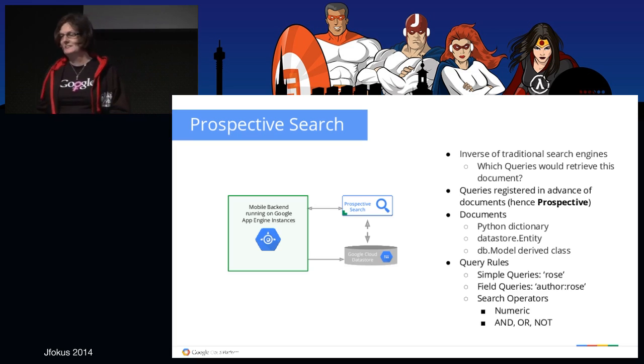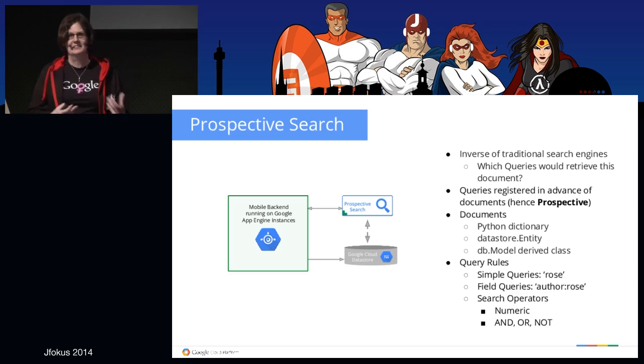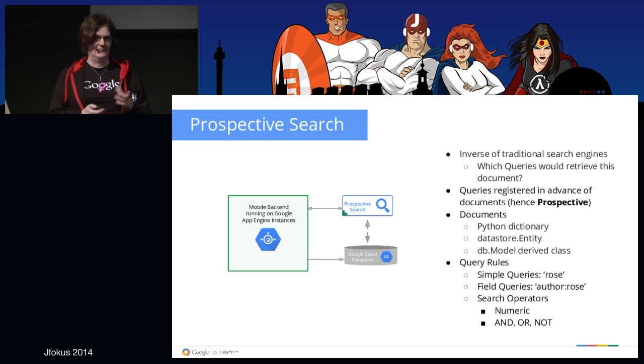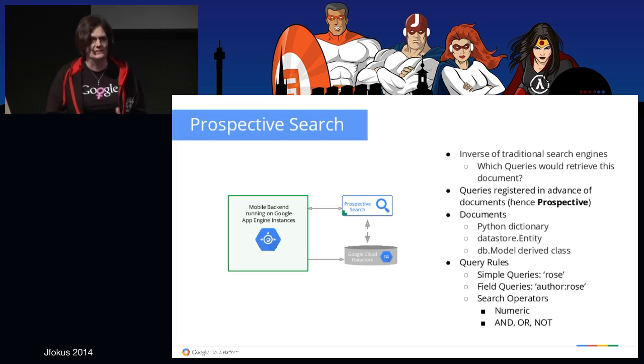What you do with prospective search is you register queries in advance. You have the queries first, then the data comes in, and you say which queries match these documents. So it's exactly the opposite way around. So basically the queries are registered in advance of the documents, and that's why it's called prospective search. Documents in this case are really key value pairs. That's the important part of this.